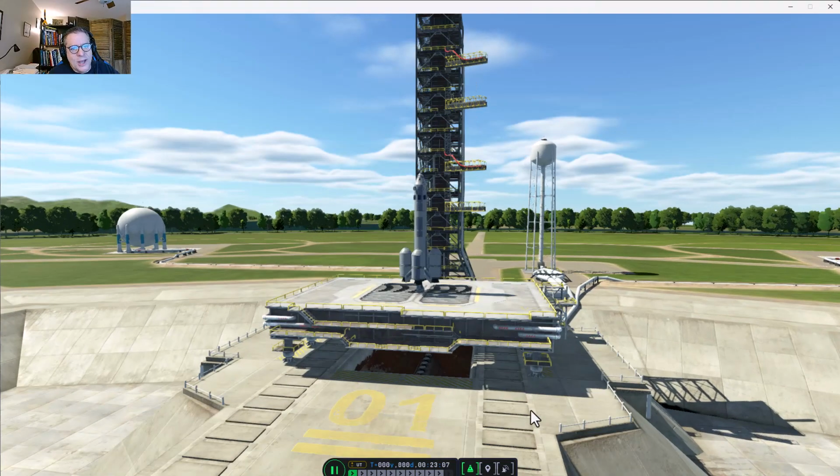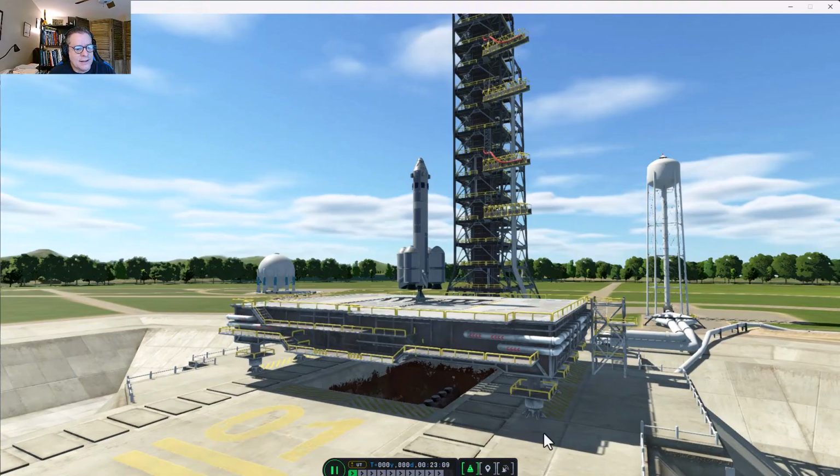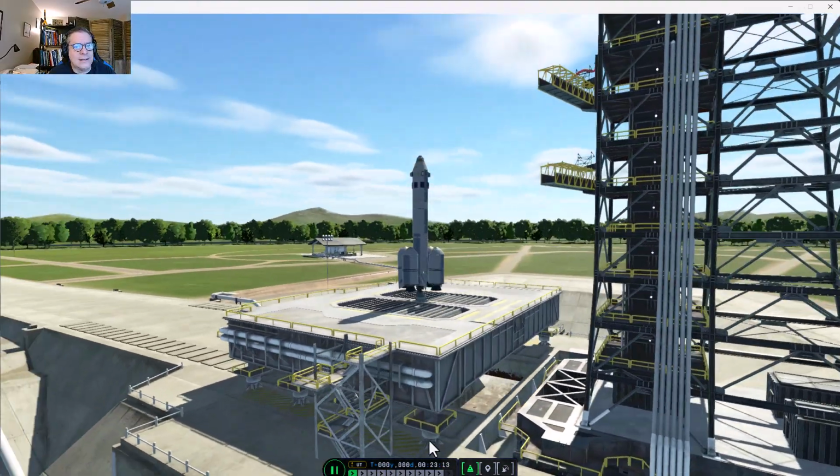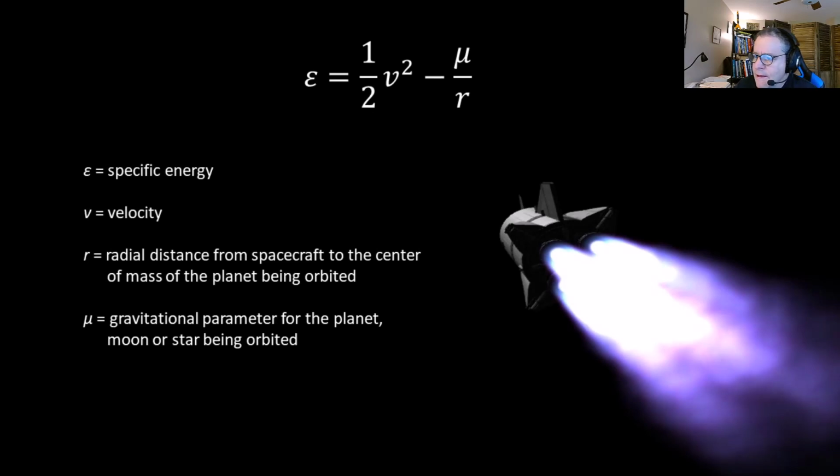But here, today, we're launching rockets, collecting data, and comparing results from the calculations that are based on that collected data. As we measure altitude, velocity, and pitch during flight, we will compute specific energy with this formula. The values used in this formula are epsilon for the specific energy, v for the velocity, r for the radial distance from the spacecraft to the center of mass of the planet or object being orbited, and mu for the gravitational parameter of the planet, moon, or object that is being orbited.